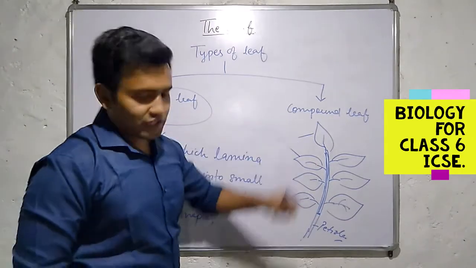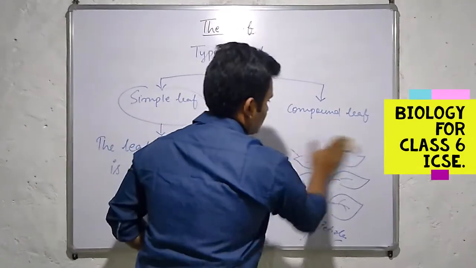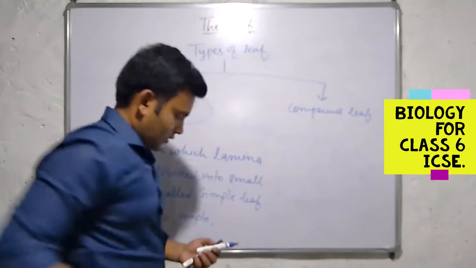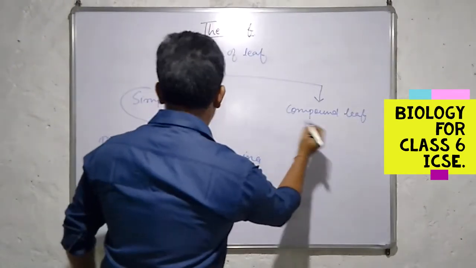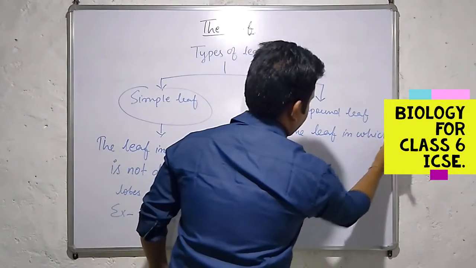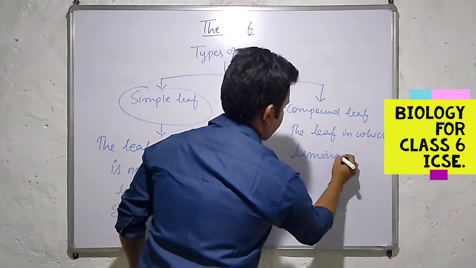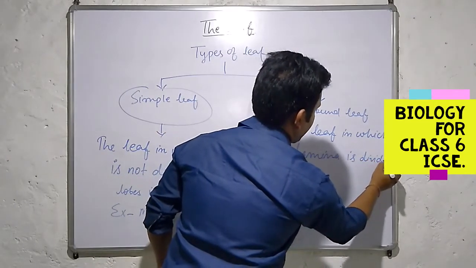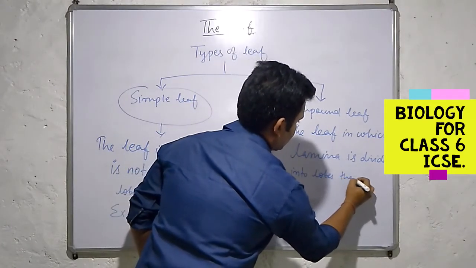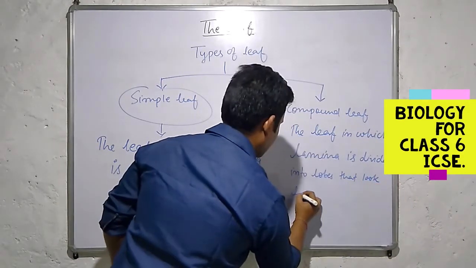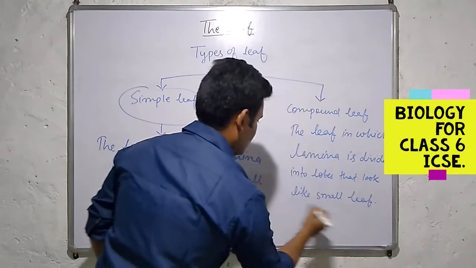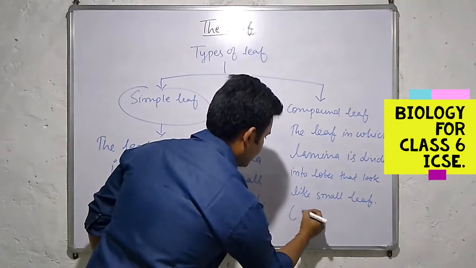And the next one is compound leaf. It is very easy to define. The leaf in which the lamina is divided into lobes that look like small leaves. These small leaves are called leaflets.